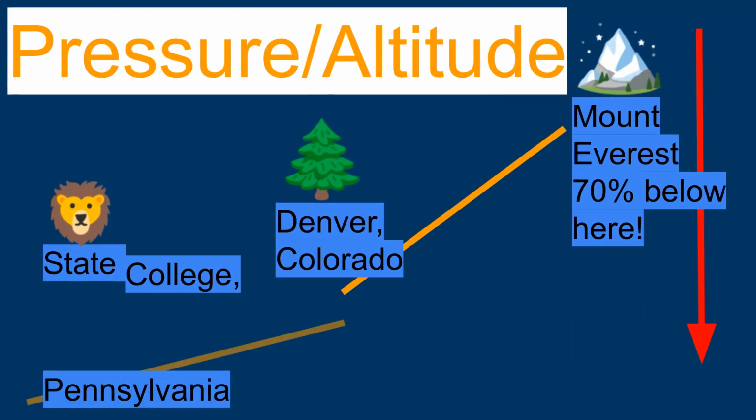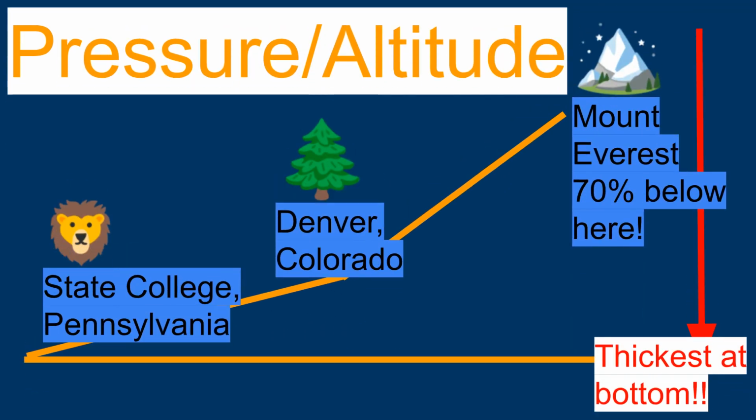Now, we mentioned thinner air because of temperature earlier, but what about thinner air because of, well, pressure or increasing altitude? The vertical structure of our atmosphere is that the air pressure decreases with height.